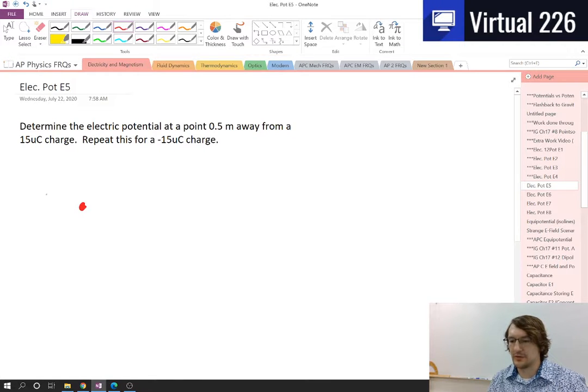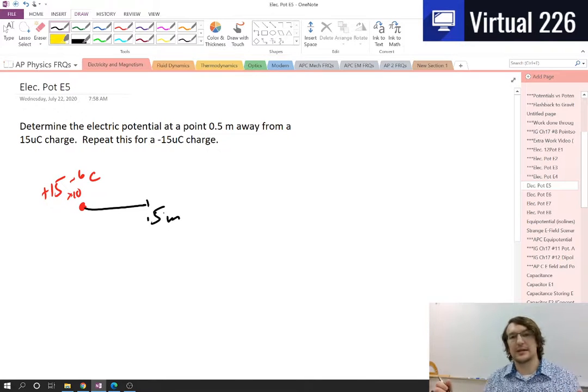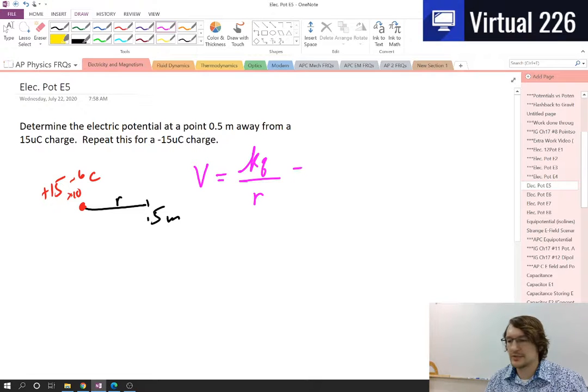So here's our positive 15 microcoulomb charge. So that's times 10 to the negative 6th coulombs. And we are just 0.5 meters away. It could be in any direction in 3D spherical space. Doesn't matter because this is our R value here. And if we would like to find a potential here, a voltage, well, that voltage for a point charge is just going to be KQ over R. That's it. That's all I got here.